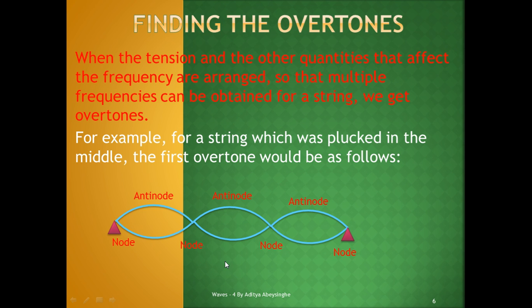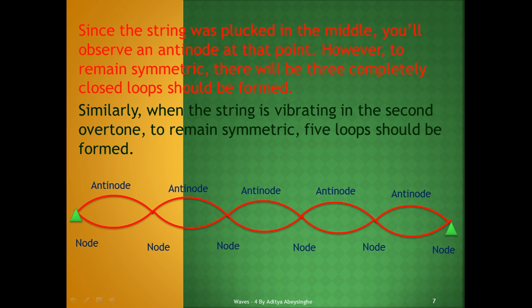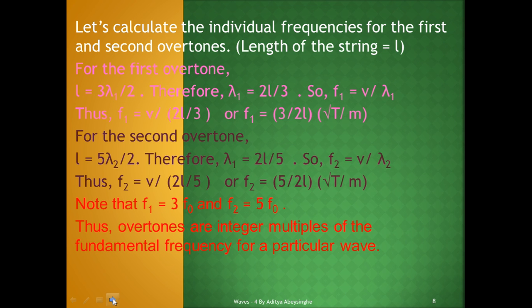So you have a node in the middle, you have 2 nodes at the other ends, and you form 2 antinodes to complete the waveform, right? So this is about the symmetric format. In the second overtone, you should get 5 loops, because to remain symmetrical you should get 5 loops here, right? So you should get a node here, 2 nodes at the ends, and to remain symmetrical, 5 loops. So I've explained the general concept of overtones.